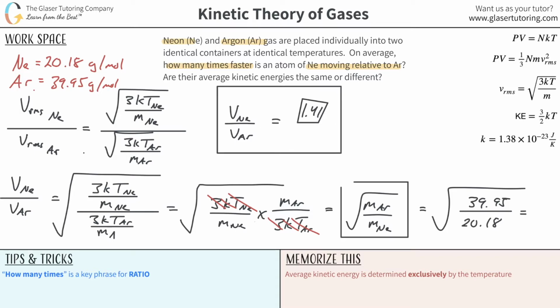Now, next part. Are their average kinetic energies the same or different? Now you might say to yourself, well, average kinetic energy, I remember that. We just looked at this formula. Kinetic energy is equal to 1/2 mv squared. You might say, well, wait a minute, if their velocities are not the same, as we saw with the ratio, as long as this didn't work out to 1, that means they were not the same. If the velocity is different, then the kinetic energy should be different. Well, yes, but you made an assumption there. The assumption is that the masses were the same.